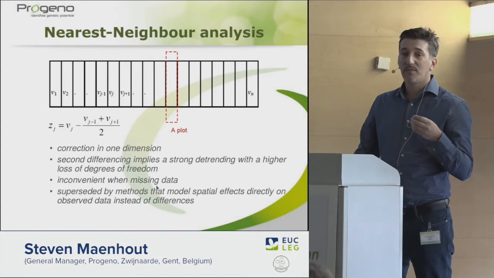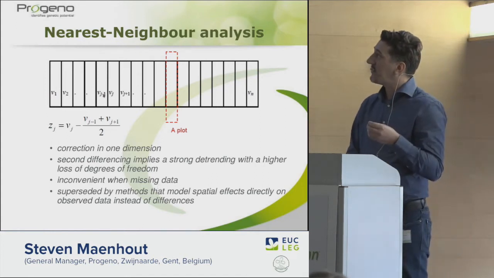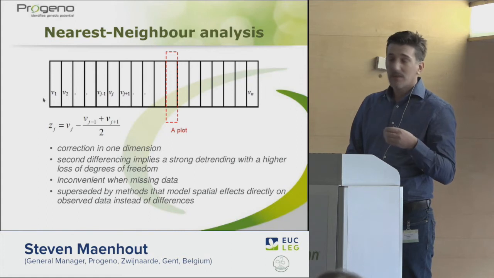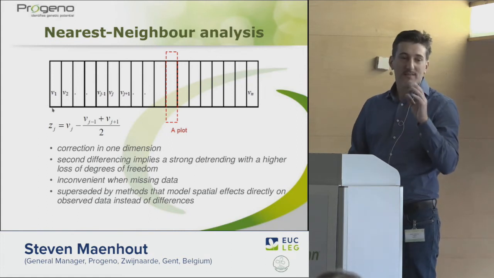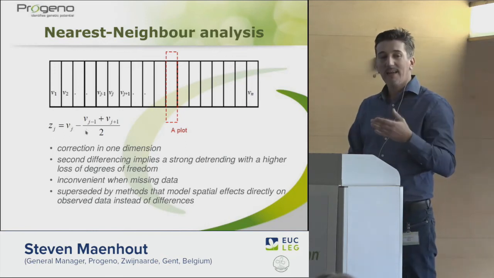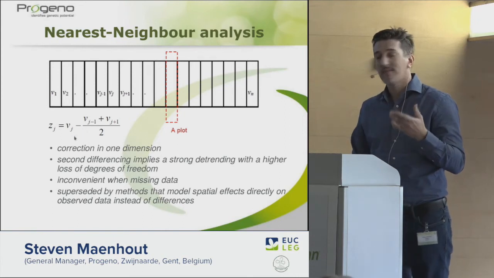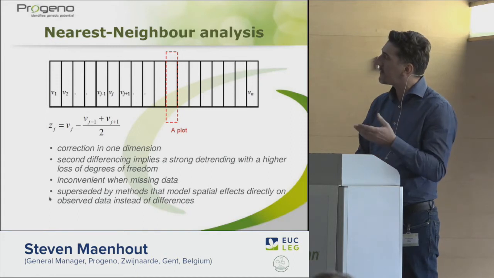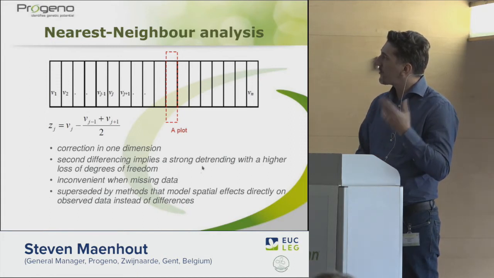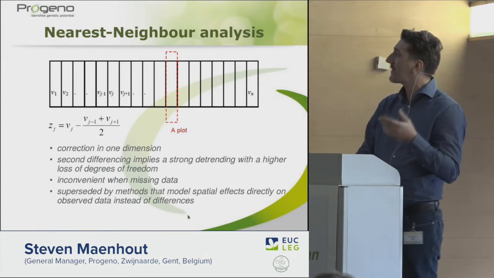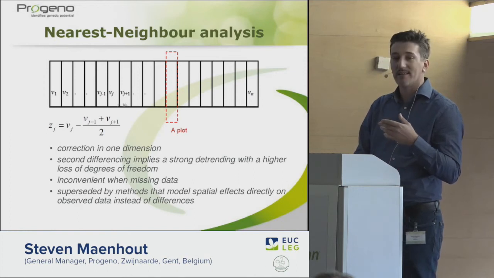It's also a bit inconvenient when your data is missing. You can imagine if one of these plots is missing, how do you calculate then for the other plots? How do you calculate the plots on the sides, which only have one neighbor? So there are all tricks and things you can do to fix those things, but it's not that clean of a technique as it seems to be when implemented in these software packages. So basically what I'm trying to say is it's not wrong, but it has a tendency for strong detrending, and it's a bit superseded by models that model spatial effects directly on the observed data, so without calculating these differences.